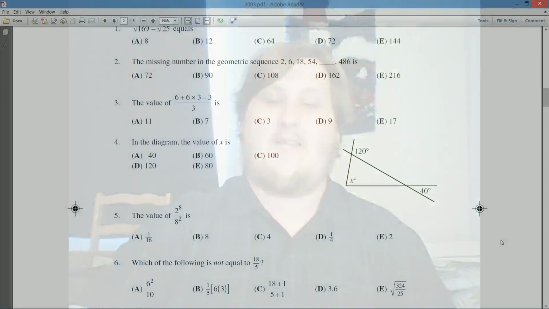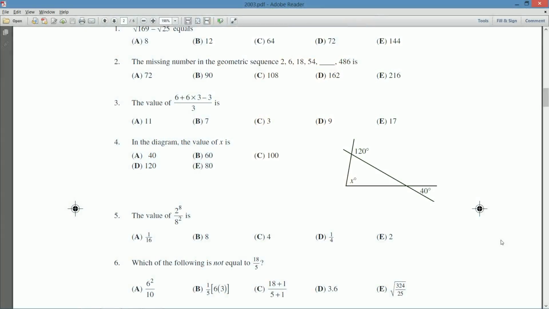We're all the way up to question number 4. Hopefully you've had a chance to take a look at it. Let's dive right in. So, question number 4. In the diagram, the value of x is... Alright, we've got a diagram over here. I see 120 degrees, I see 40 degrees, and I've got x degrees right here.